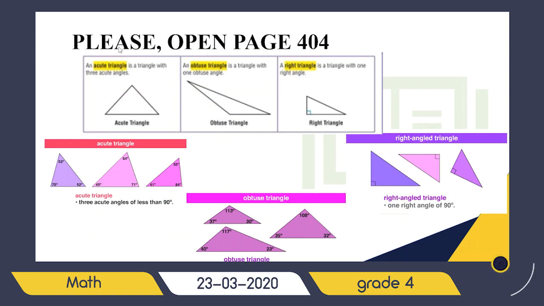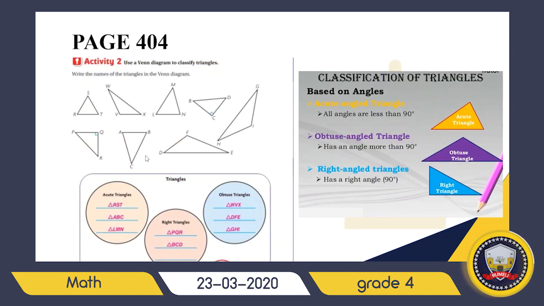Right now turn the page. Please open page 404. An acute triangle is a triangle with three acute angles. An obtuse triangle is a triangle with one obtuse angle right here, and a right triangle is a triangle with one right angle. You can see examples in these pictures. So if you are ready, let's check activity 2.